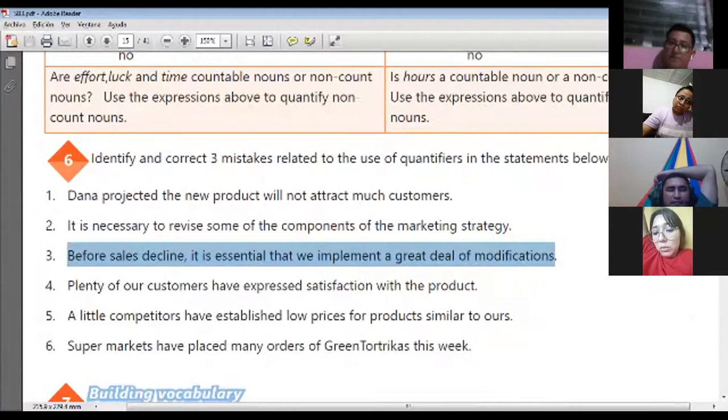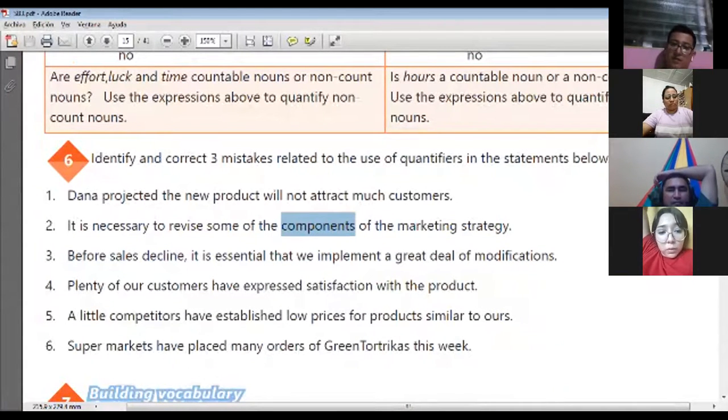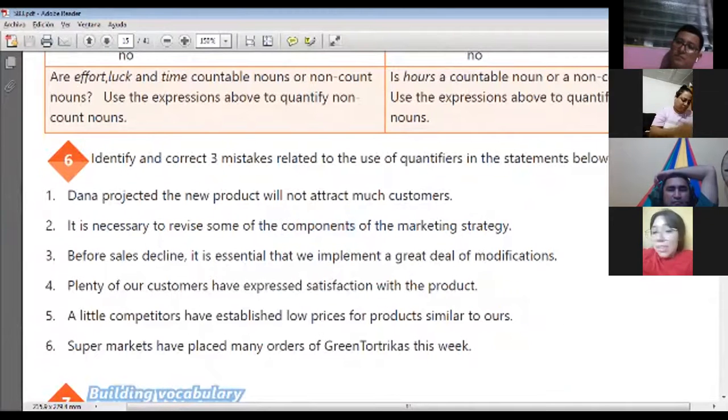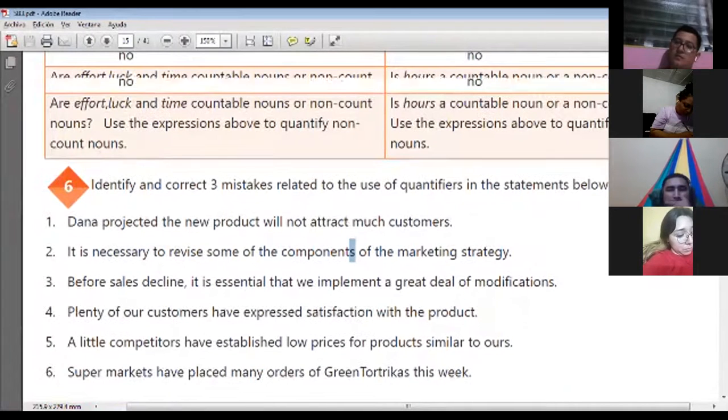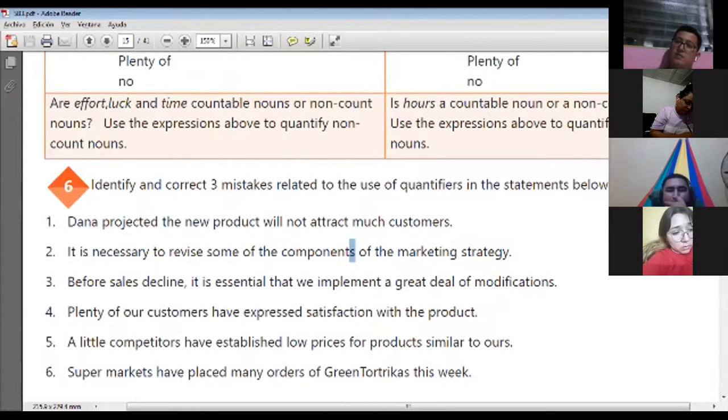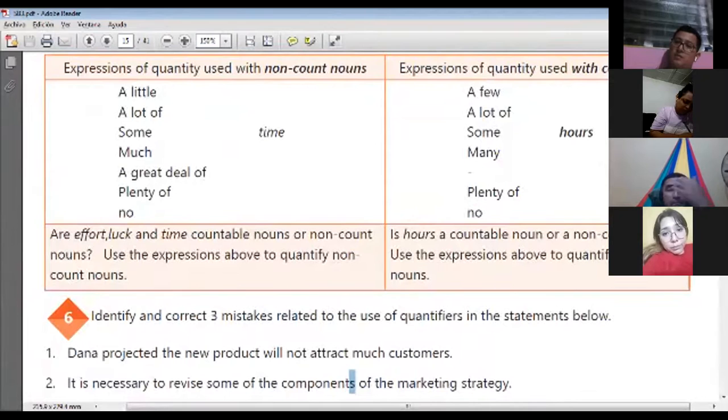Number one, you thought, what's the noun? Okay, the noun is components. Is it a countable noun or uncountable? Can I count it or no? That was good. So you said, okay, it is plural. It is pluralized, so I can count it. So I can use many, yes. I can use a lot of, okay. I can use little.